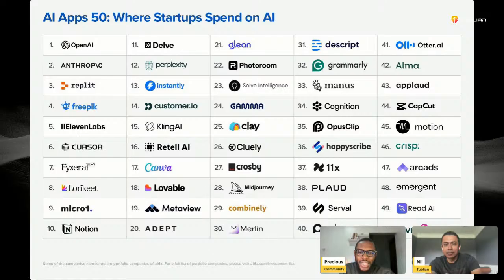Then number four is Freepik. Freepik is a website where people just go to download pictures and all those things. Thinking that with ChatGPT and AI-generated images, platforms like Freepik are going to go down. But we can still see that they are up here and companies are paying heavily for it. ElevenLabs, they've been doing great.